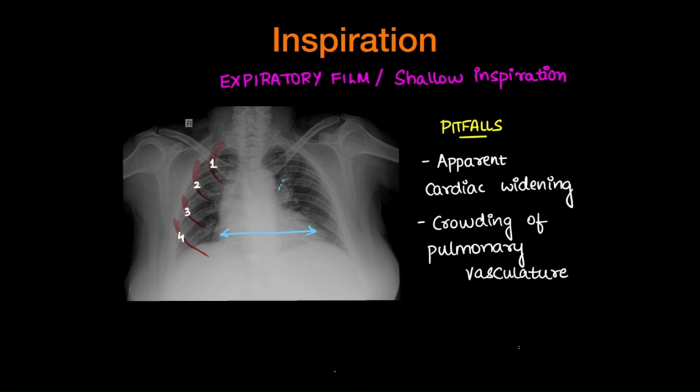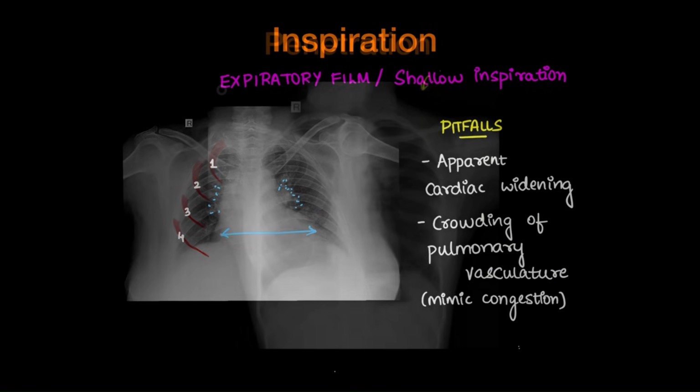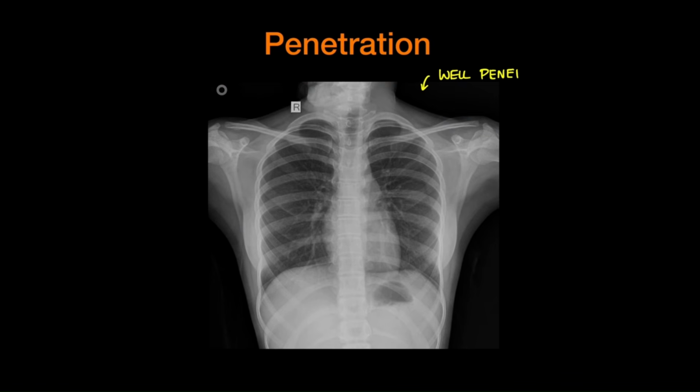So this mimics congestion in both lungs. See here, you can see how hilar vessels are crowded in the expiratory film. Next technical quality is the penetration, whether it's a well penetrated film or not. How to tell it's a well penetrated film?